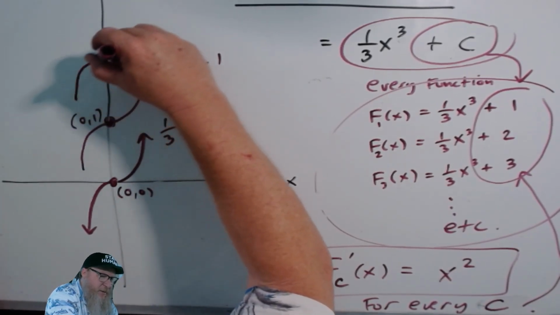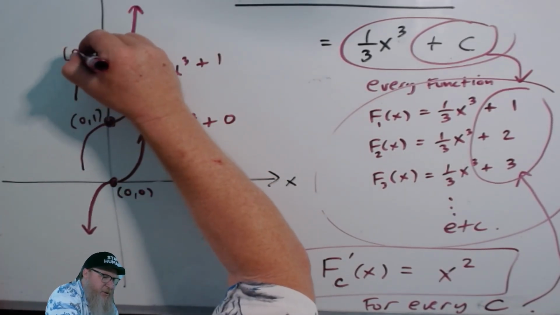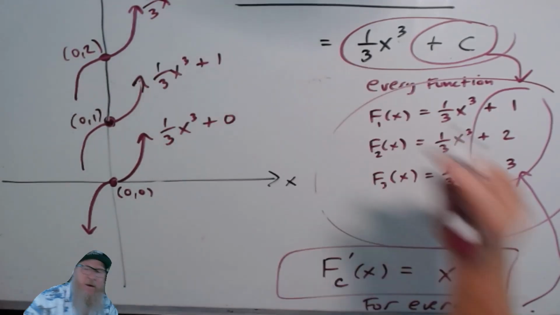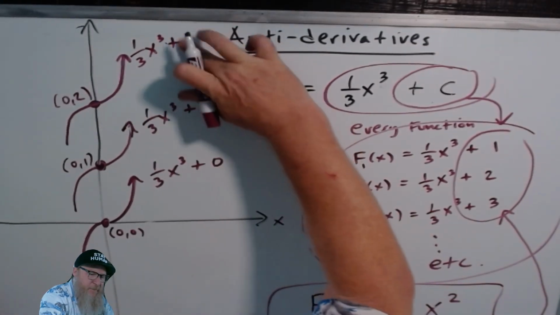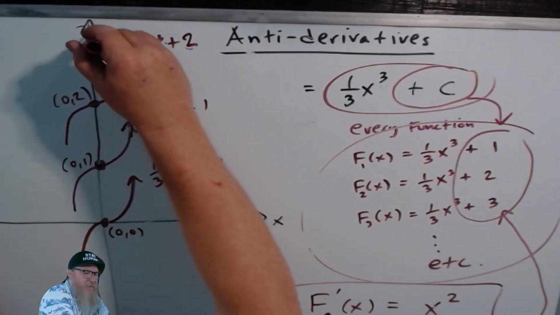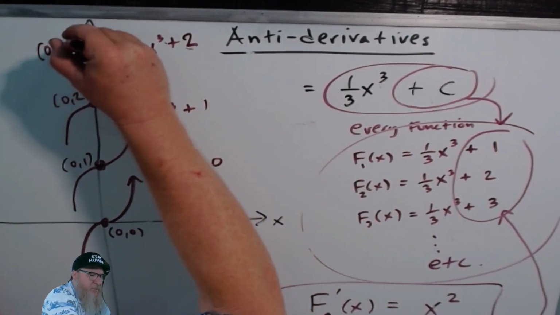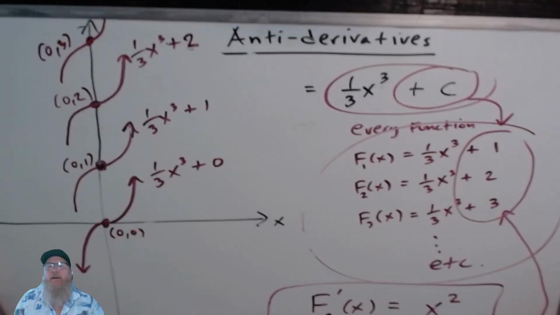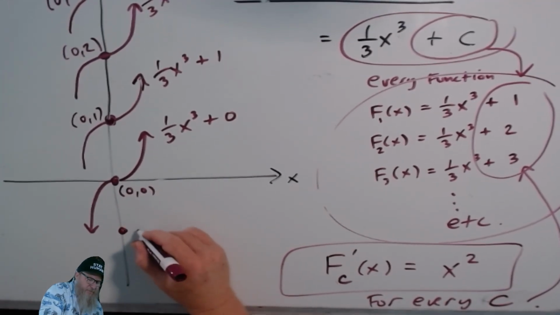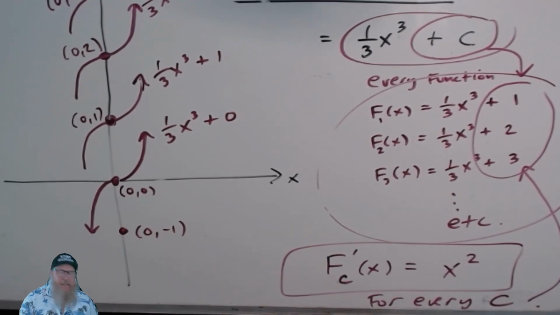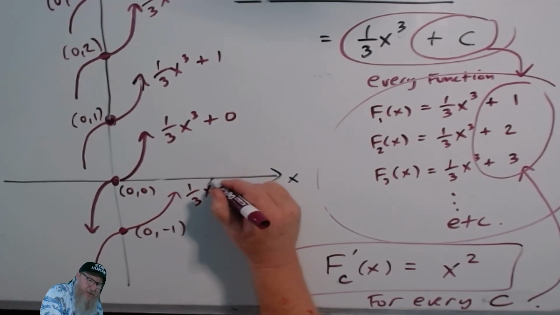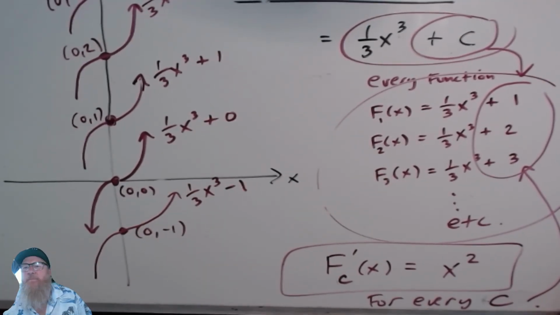The next one. 0, 2, 1/3 x cubed plus 1. Oh, plus 2, sorry. Right? So on and so forth, right? The next one will be up here. 0, 3. Right? I'm running out of room. You could even have negatives. Yeah, that would be okay too. That would be 1/3 x cubed minus 1.